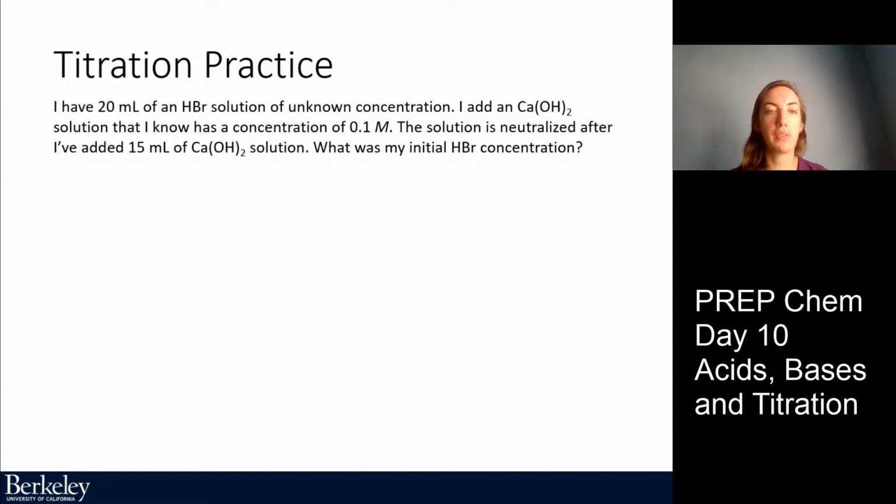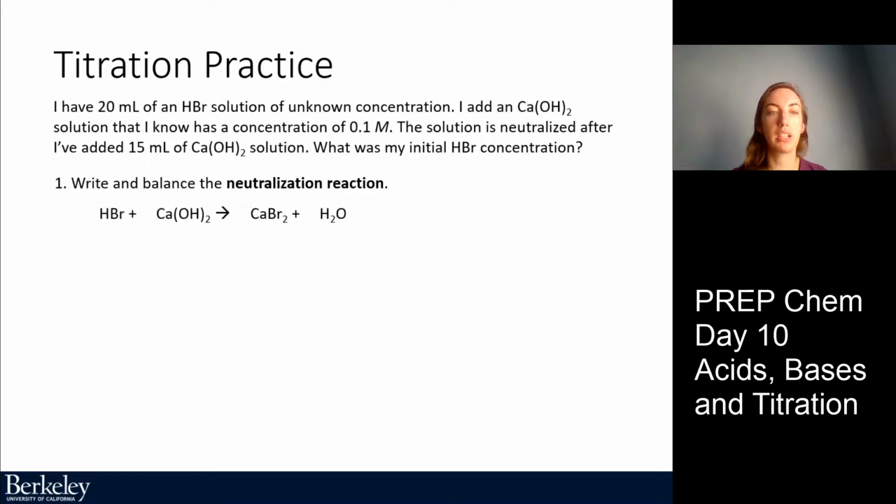Okay, so the first thing that we always need to do is write and balance our reaction. So we're going to have HBr plus Ca(OH)2 going to CaBr2 plus H2O. We have to be really careful about balancing here. So right now we have 2 bromines on the right and only 1 on the left. So we need to put a 2 in front of our HBr and then a 2 in front of our H2O.